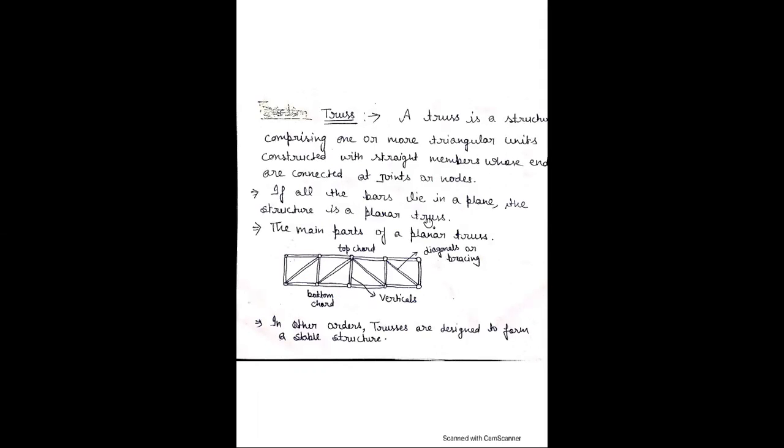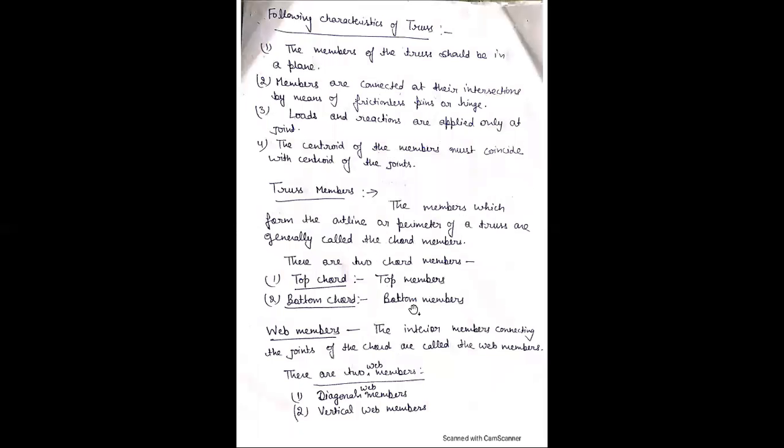If all the bars lie in a plane, the structure is a planar truss. The main parts of a planar truss are here. This is the top chord and this is the bottom chord. These are the vertical members and these are the diagonal members. In the next slide, we will discuss this.